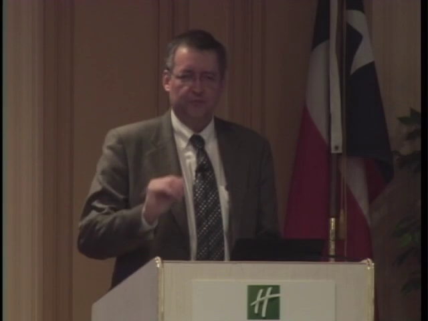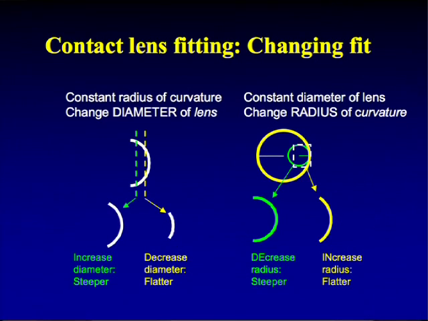You say, well, I would sit the patient in a slit lamp and have them blink to evaluate the fit. Okay, so you sit the patient in the slit lamp, you have them blink, and you see that the lens moves excessively. That means it's too flat. We need a tighter fit. Well, how do you gain a tighter fit? Well, I would either increase the diameter of the lens or I would decrease the radius of curvature of the lens.